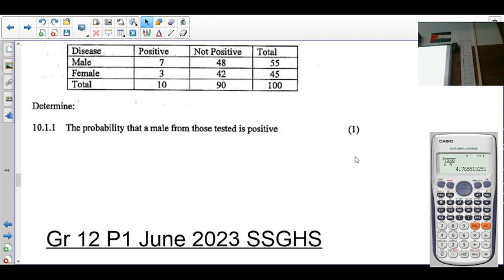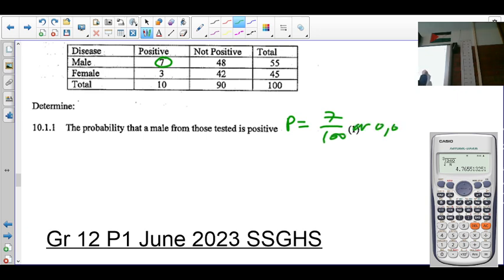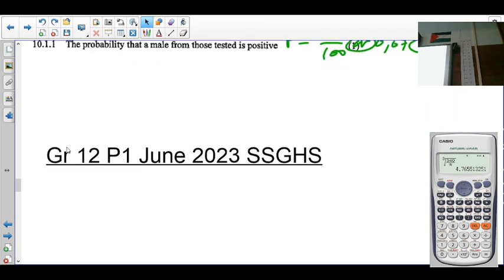The question says, determine the probability that a male from those tested is positive. The probability is the number of favorable outcomes over the number of possible outcomes. So favorable is 7, so it's 7 over 100, or 0.07, or 7%. All of that is acceptable. You can either write it as a decimal fraction or as a percentage. Okay. Let's look at the next question.